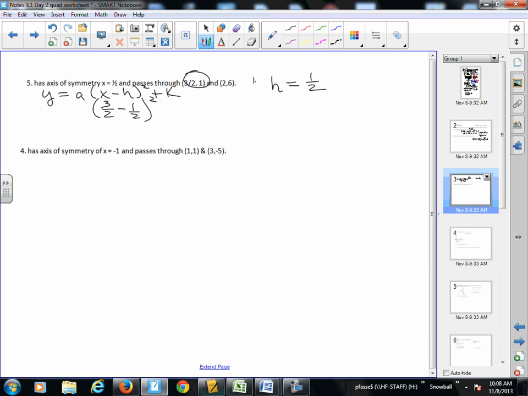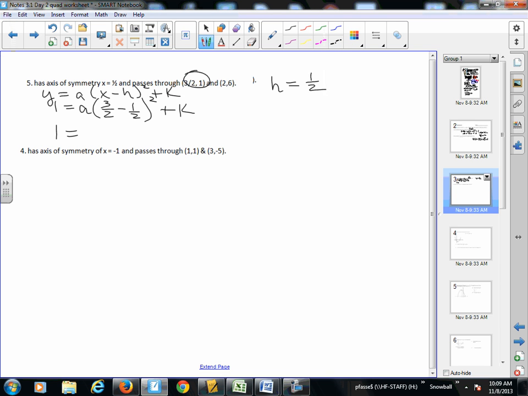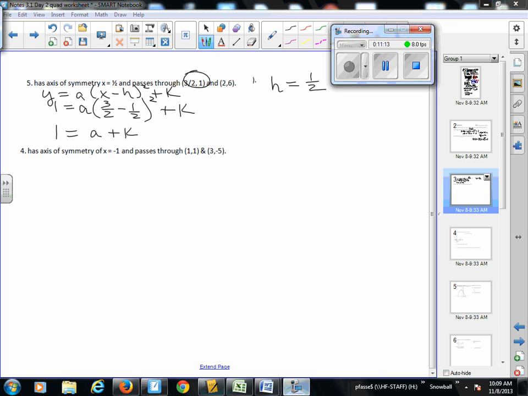3/2, and that's being squared. We don't know what k is, we don't know what a is, but we do know what y is, which is 1. So, since we have 2 variables, we're going to need another equation. So how about we simplify this one? 1 equals, that would be 1 squared, so that's simply a plus k.